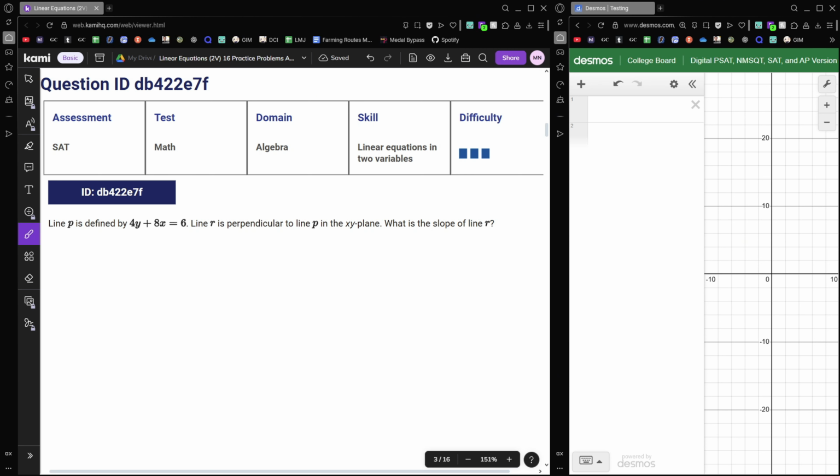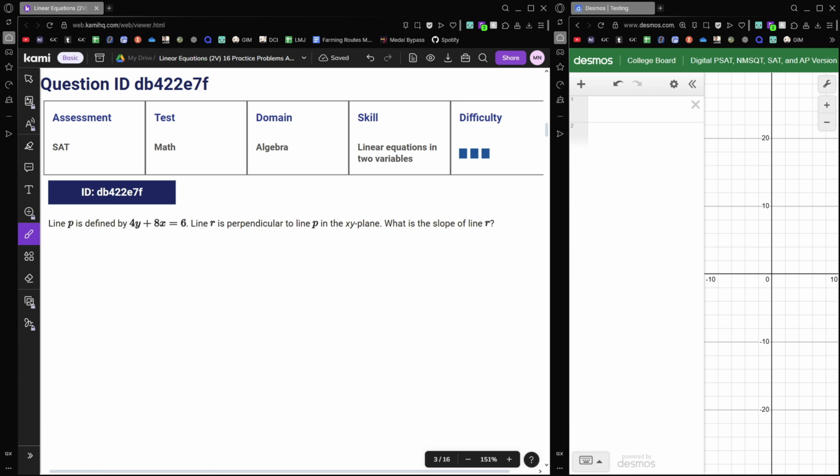Question number 3. Line P is defined by that equation. Line R is perpendicular to line P in the xy plane. What is the slope of line R?